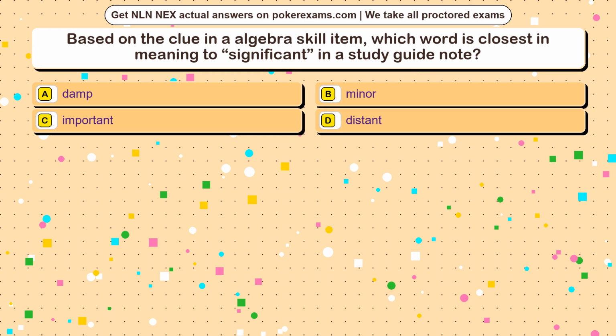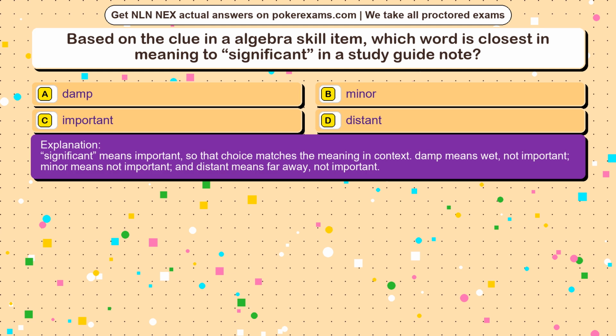The correct answer is option. Significant means important, so that choice matches the meaning in context. Damp means wet, not important, minor means not important, and distant means far away, not important.